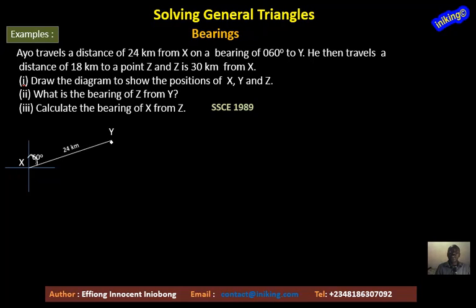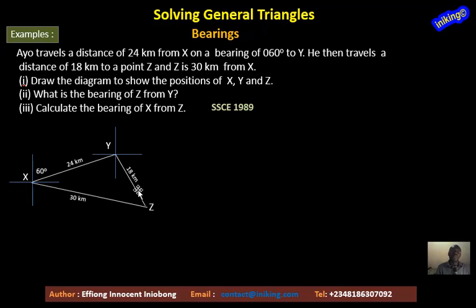We are then told that after getting to Y, it then travels a distance of 18 kilometers to point Z. Now we don't know where Z is. Z can be anywhere around Y. But we are also told that Z is 30 kilometers from X. So I can go up there and locate my Z, which is 30 kilometers from X. Or I can decide to take something more convenient. I come in this direction, there, and then I look at 30 kilometers, obviously longer than XY. Something like that. That pays me.